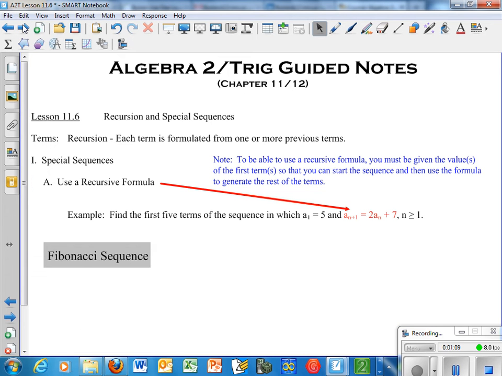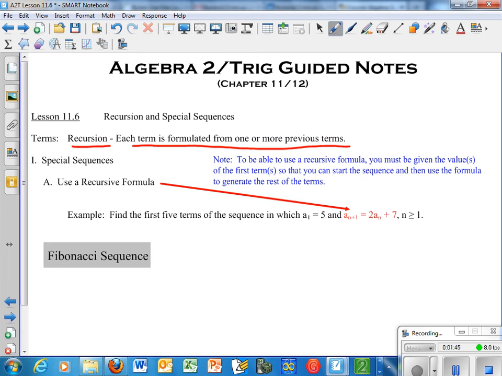So if we get into some actual examples here, recursion and special sequences. Basically, the definition of recursion: each term is formulated from one or more previous terms. Might be from the previous term. We might be doing something mathematically to it. We could be adding the two terms prior to it. It just depends on the notation. And again, with understanding these, you have to understand the notation.